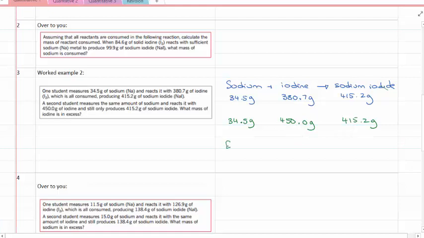So what that must mean is that only this much iodine has actually reacted, and we've got some leftover iodine. So to work out the excess iodine, we're going to do 450 minus 380, and that's going to give us an answer of 70 grams.